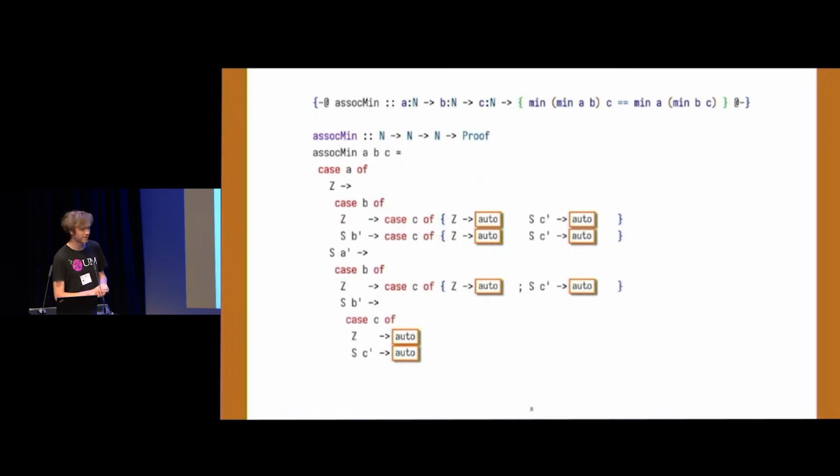So now we've expanded our sequence of macros into this large tree structure where all the leaves are these uses of auto. So what does auto do? I mentioned it does a simple sort of proof search.